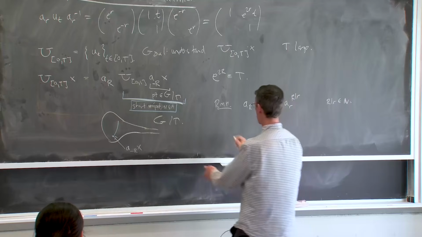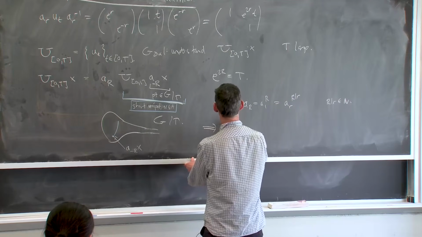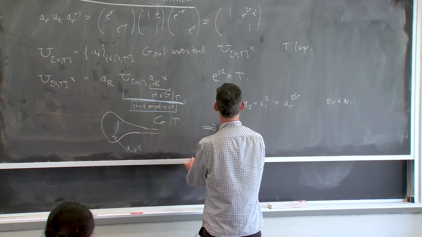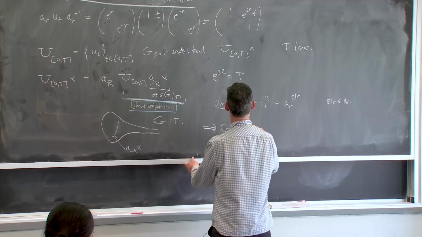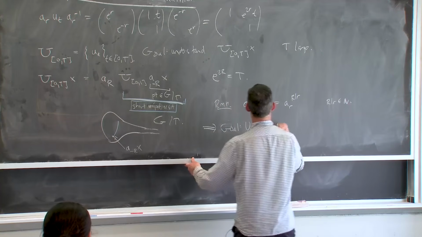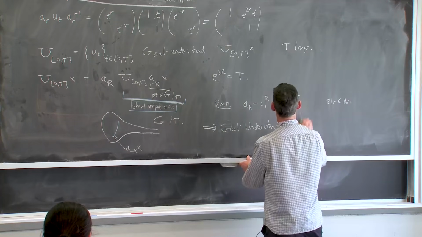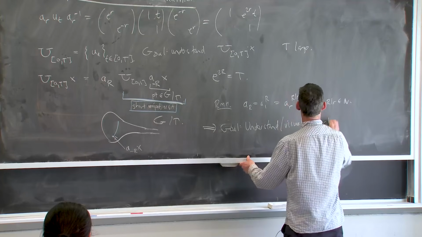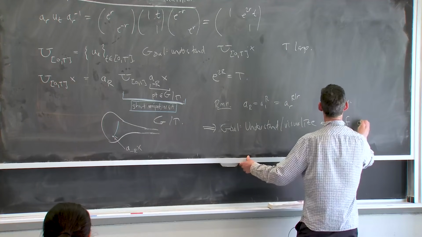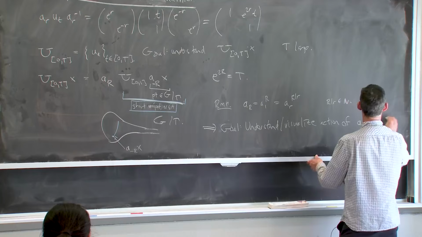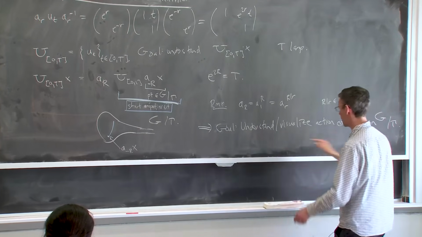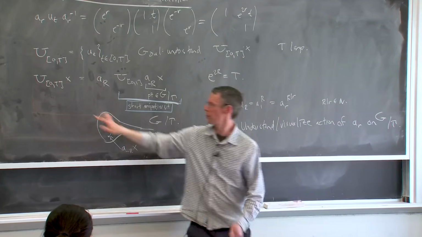OK, so we are led to a goal, which is to try to understand and visualize the action of a little r on G mod gamma. And if we understand that really well, we should be able to understand this orbit.